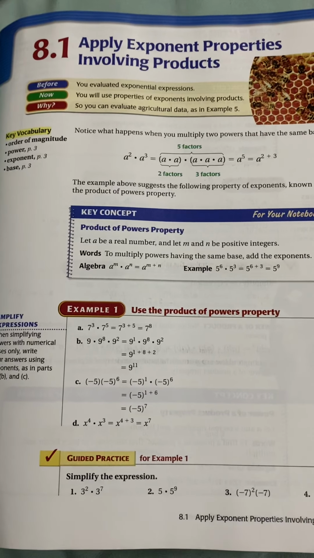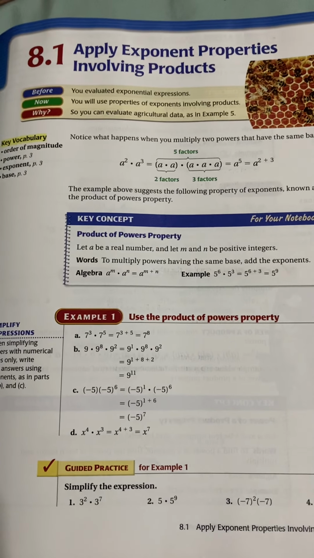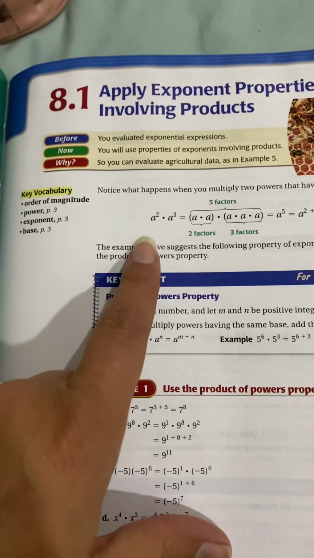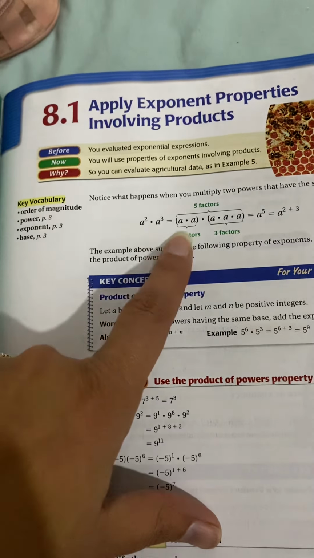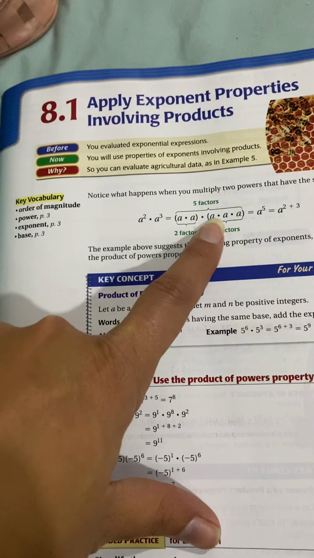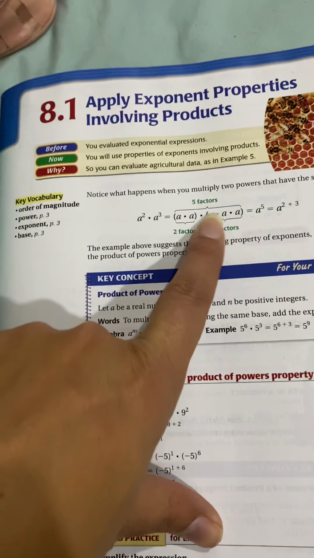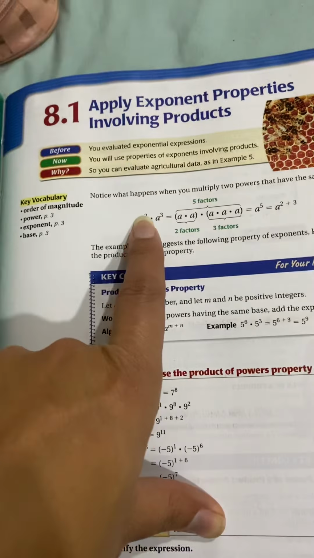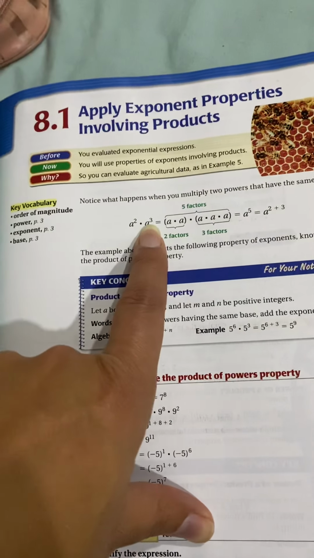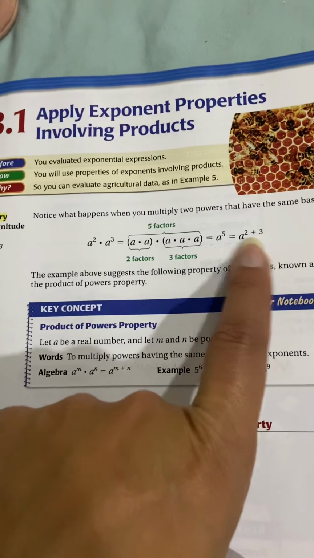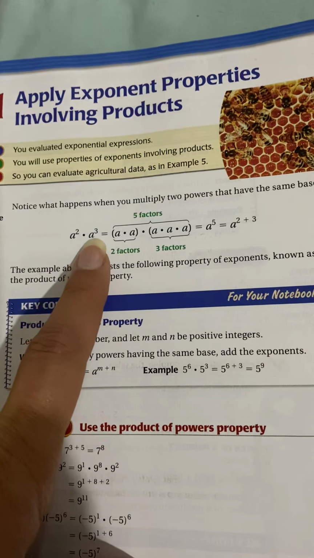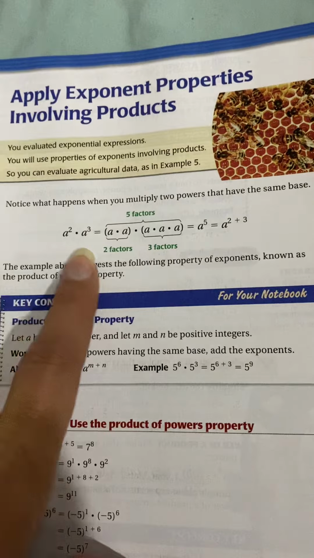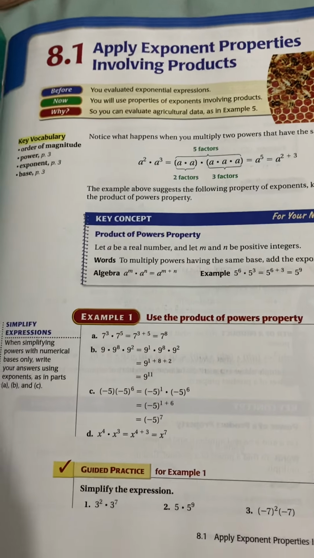Okay, 8.1, this is about exponents. This first part, you can see a squared times a to the third power is a times a times a times a times a, which ends up being a to the fifth, which is the same as 2 plus 3. So I think you remember that from before, that when we have the same number going to an exponent, you can add those exponents together.